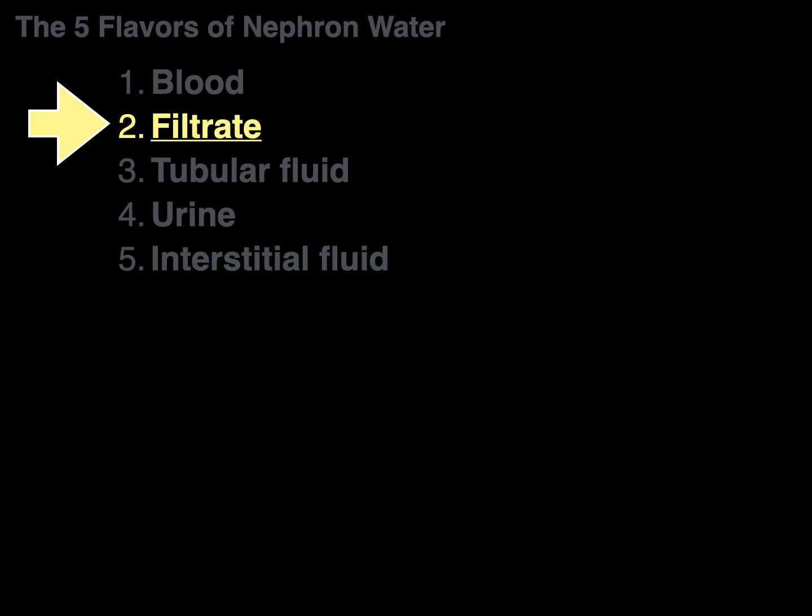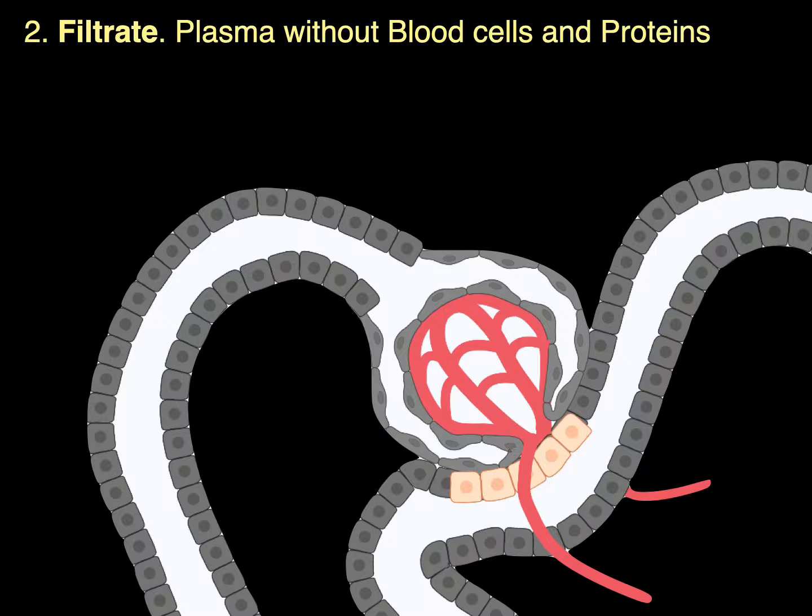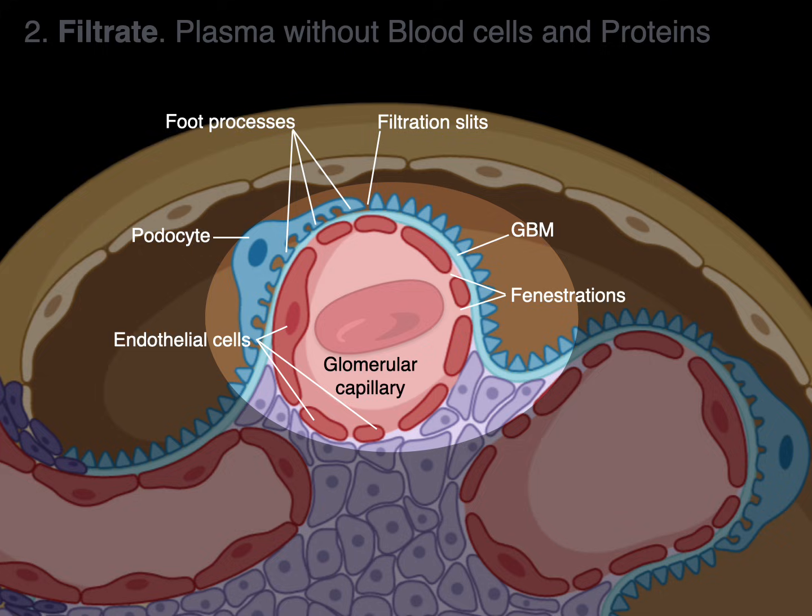Okay. Next flavor of water is filtrate. Filtrate is our plasma, but without blood cells and without protein. So there's our glomerulus, and plasma is going to filter into Bowman space and become filtrate. Let's do that again. There's the glomerular capillary, and inside is plasma. So plasma is going to filter through the fenestrations of our endothelial cells, filter through the shared glomerular basement membrane, filter through the filtration slits of the podocytes, and then enter Bowman space. Through that process, we now get filtrate.